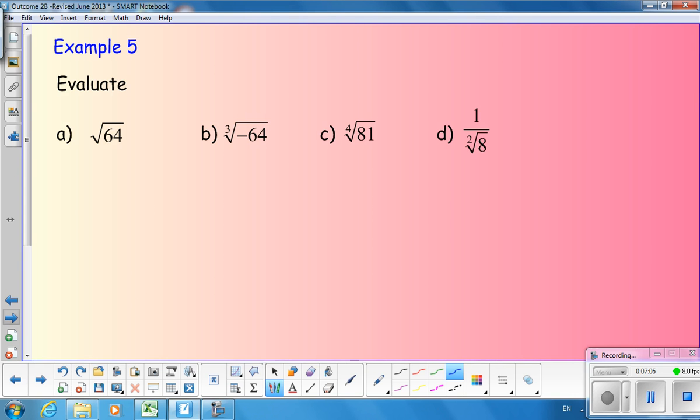Here's some more to evaluate. The square root of 64. The square root of 64 is a perfect square, and so our square root is 8. If you need to make a factor tree, please do so and make 2 equal groups.